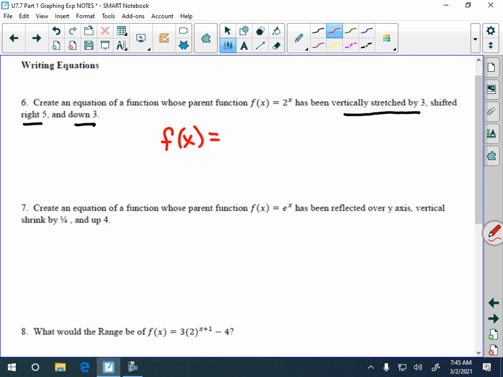Okay, so stretched by 3, it means we're going to multiply by 3. We're going right 5, and so that's going to affect the x next to the x, and so that's going in the positive direction, but we have to do the opposite when we write the equation. So we're going to go minus 5, that means we're going right 5. Down 3, we're going to go minus 3.